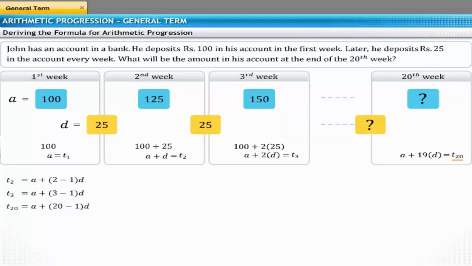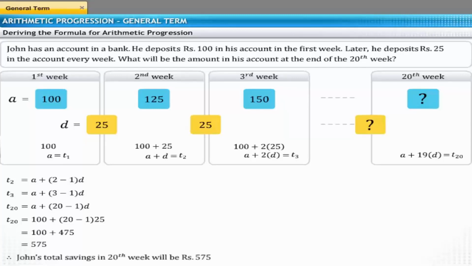You can generalize this to get the 20th term, which is A plus (20 minus 1) multiplied by D. Therefore, T20 equals 100 plus (20 minus 1) multiplied by 25. On solving, you get T20 as 575. In other words, you come to know that John's total savings in the 20th week will be 575 rupees.